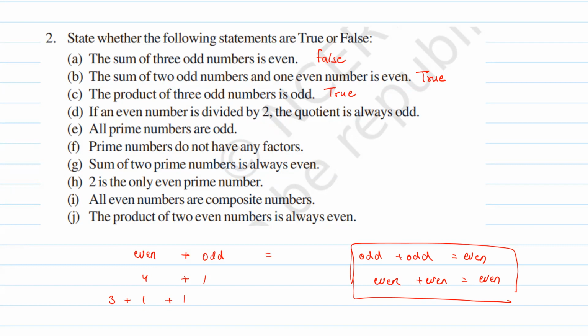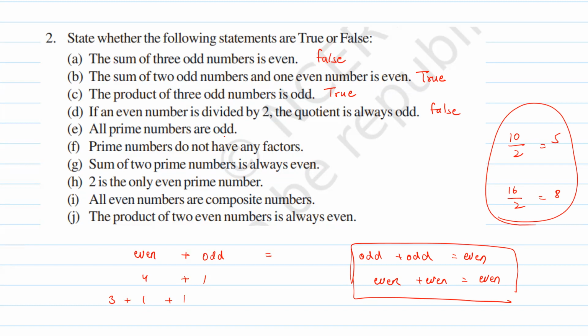Okay. The fourth statement is saying if an even number is divisible by 2, the quotient is always odd. We know that we can divide an even number by 2. But what will be the quotient in this case? If I say 10 divided by 2, it is 5, right? If I say 16 divided by 2, it is 8. So it is not always odd. So it is false.